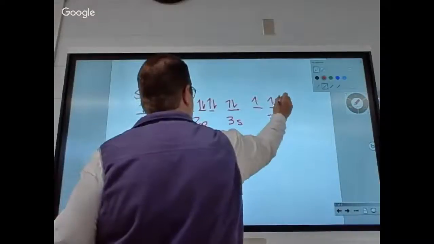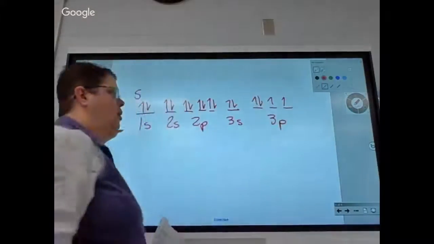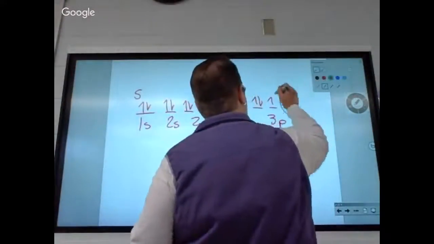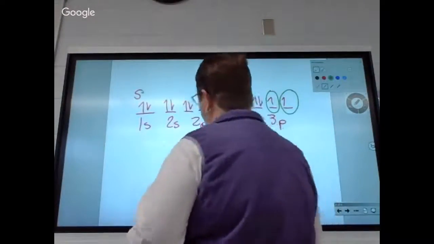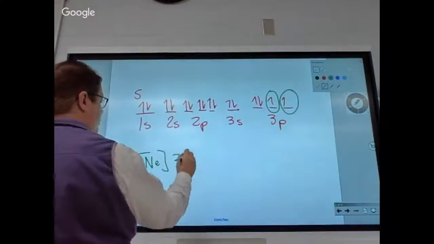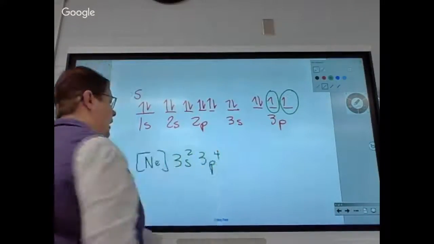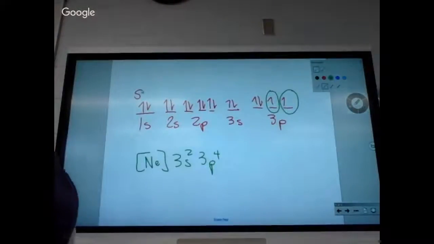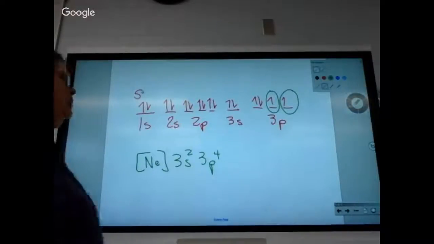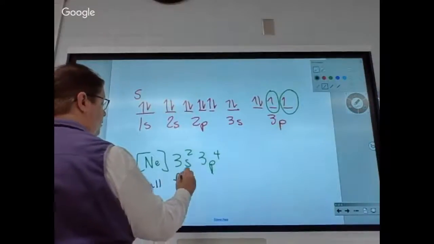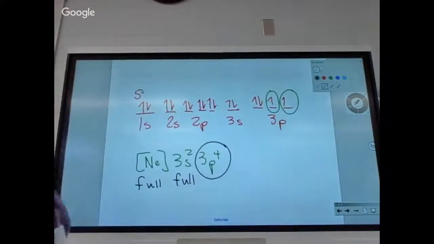So it has 16. There's 15, 16. How many are unpaired? 2. Okay? These are the 2 that are unpaired. Now, if I did shorthand, I would have done neon, 3s2, 3p4. Now, where's the only place in shorthand that they can be unpaired? Yeah. These are full. These are full. So the only place I'm going to have anything unpaired is here.